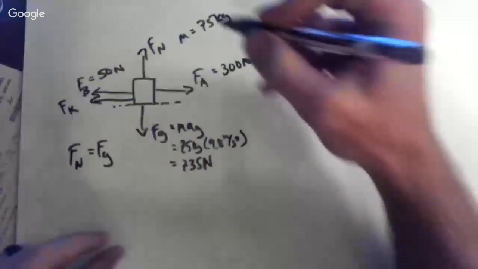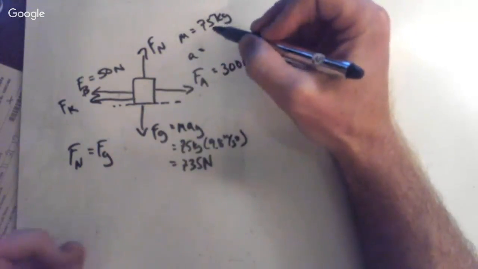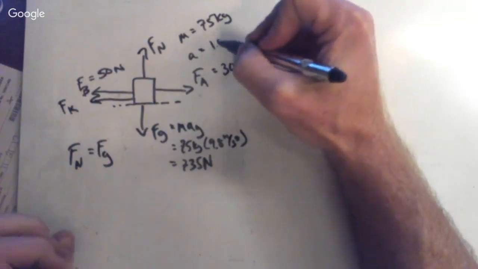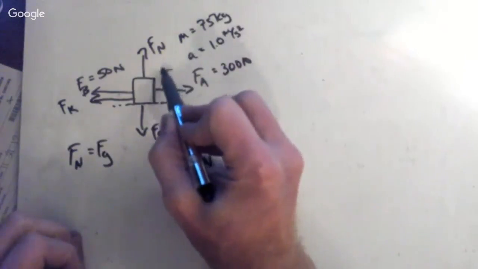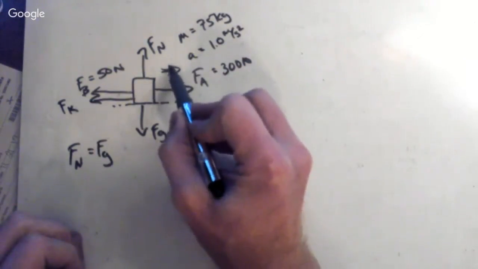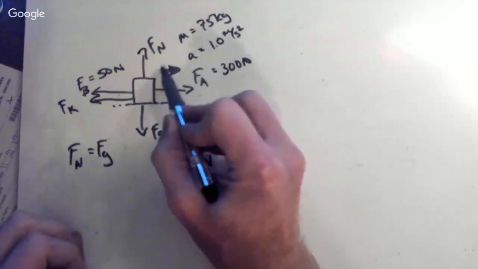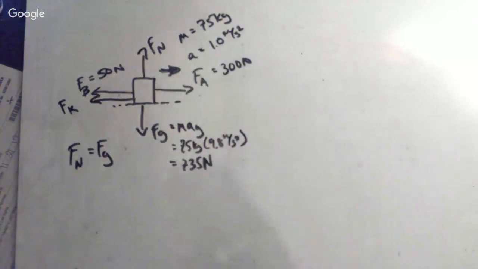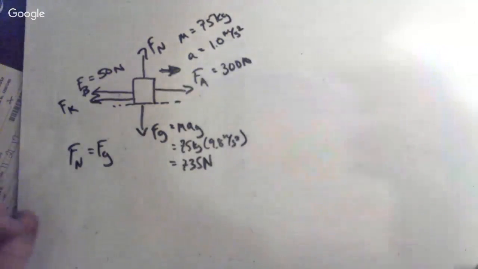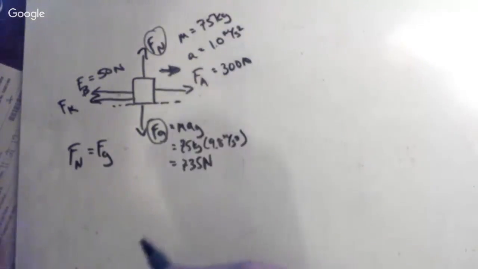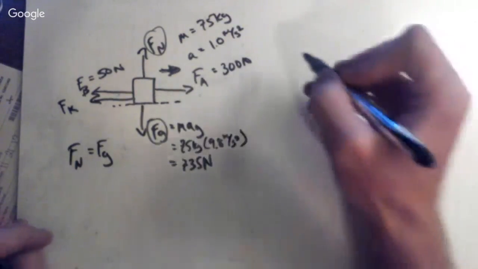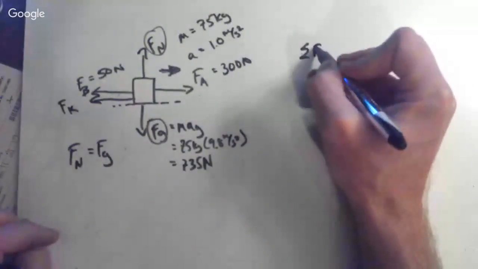Okay, I left one piece out. Let's say that the box is accelerating at 1 meter per second squared in this direction. I just defined the direction of motion. Now, since we've taken care of these two forces, we don't really need to pay attention to them as much anymore. So let's get going with our summation equation.